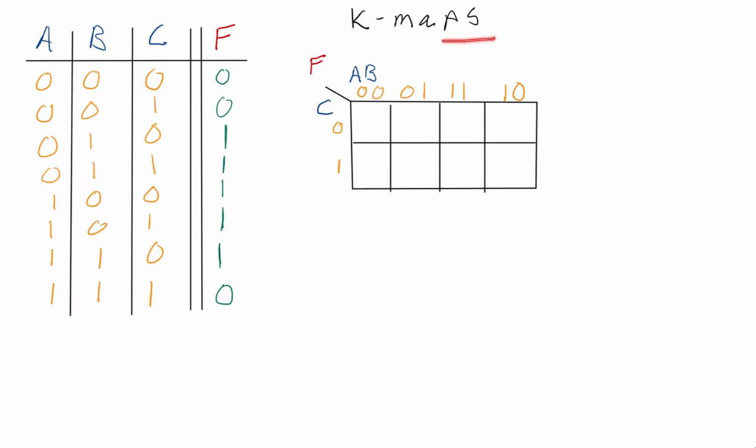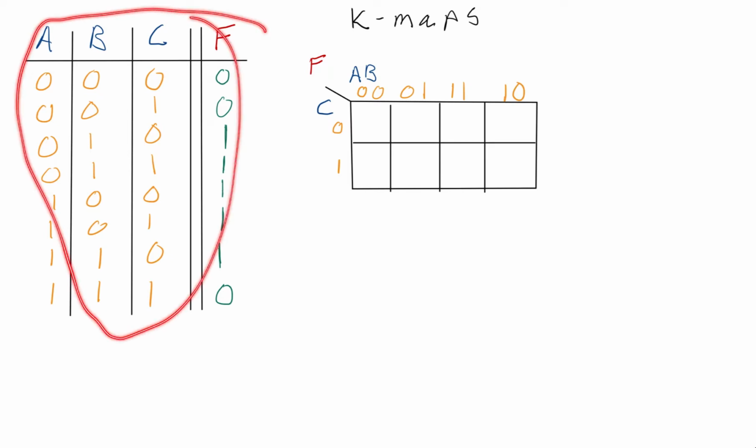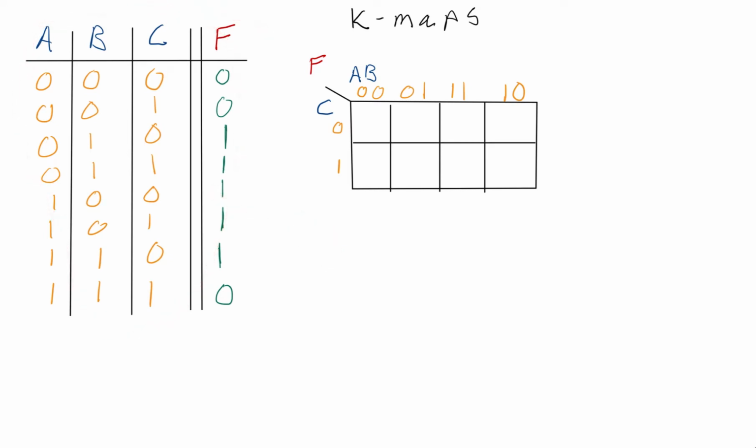Welcome to this lecture on K-maps. Now remember, before I taught you about product of sums and sum of products, which are two ways that you can take a truth table and generate an equivalent Boolean algebra expression so that the output of the Boolean algebra expression matches the output of the truth table.